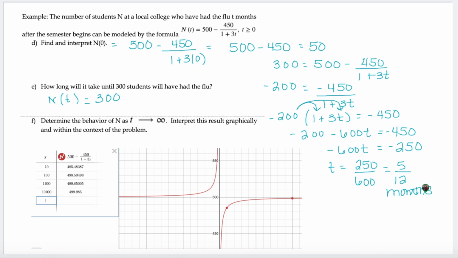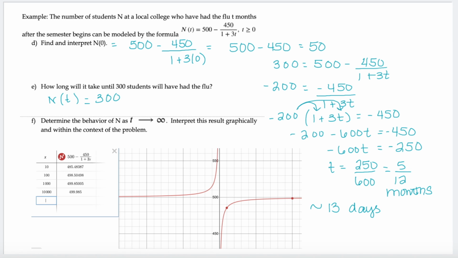Well, we aren't even reaching a whole month. We are just under half of a month. So we could say that it would take about 13 days, depending upon the number of months and which month the school starts. So we could say that after about 13 days, there would be 300 students who would have the flu.